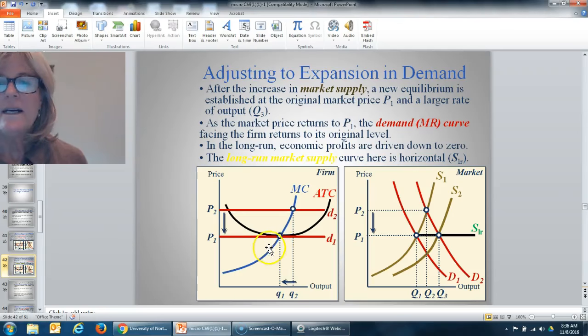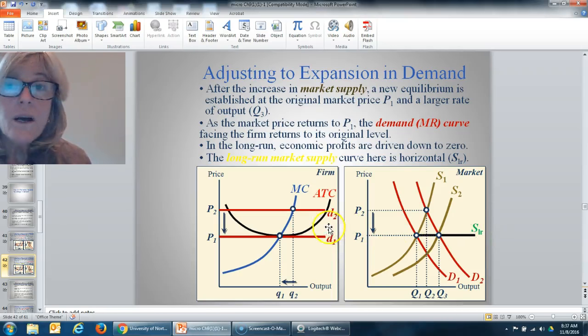What if we have, so in adjusting to expansion in demand, basically, supply shifts right, and what you end up with is basically a long run supply that is horizontal. So whether demand is high or demand is low, they're always going to end up at this price, which is at the minimum of the average total cost curve. Does everybody see how this is a horizontal long run supply?